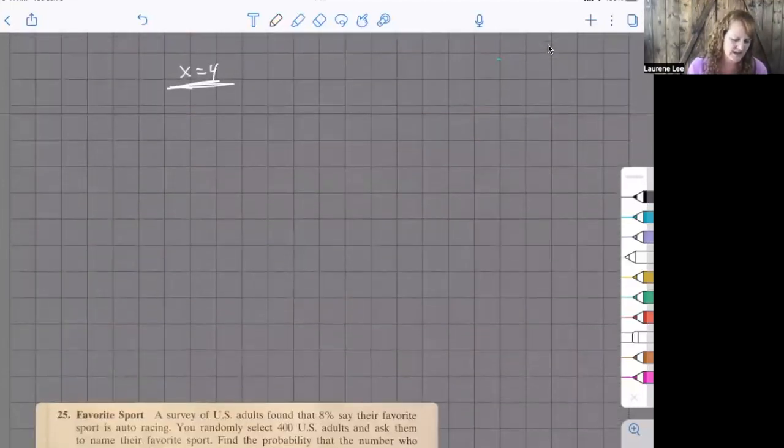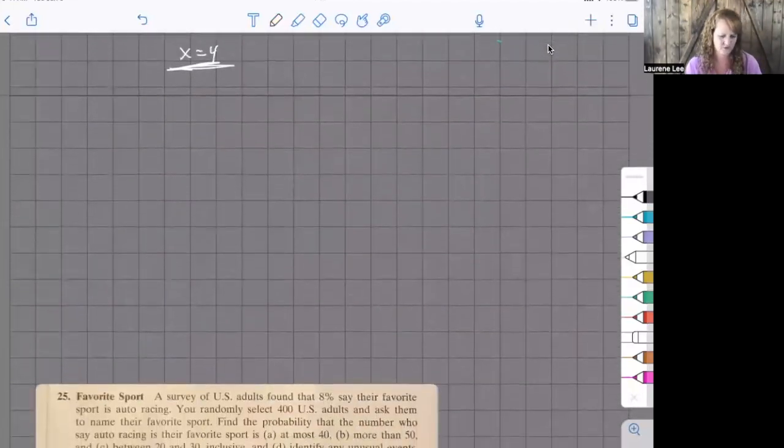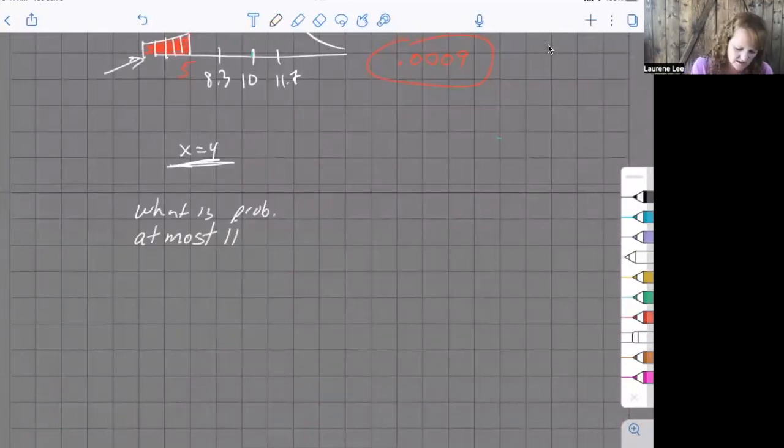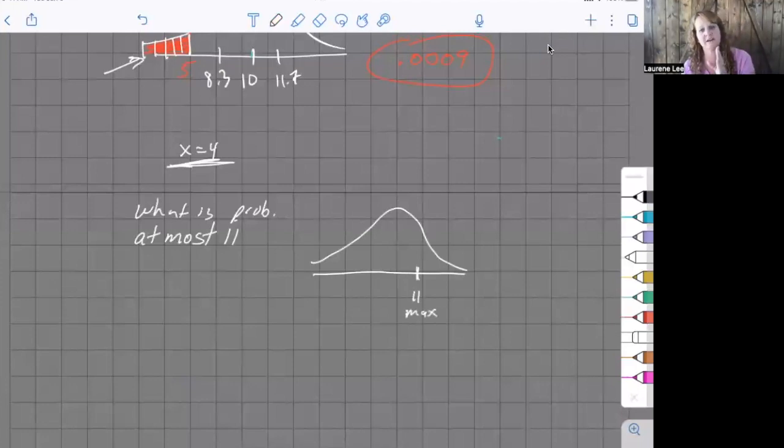What if we had at most 11? So what is the probability that we have at most 11? What does at most mean? Okay, so at most means that 11 is our maximum. That means that I can go up to 11, but not over.